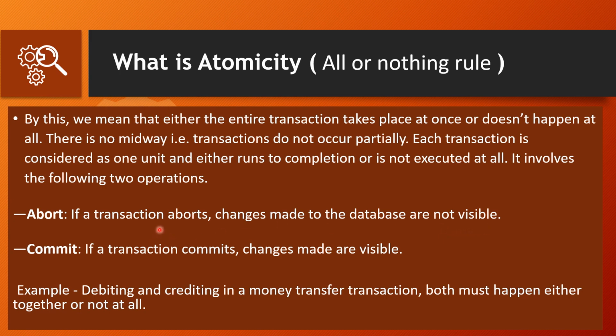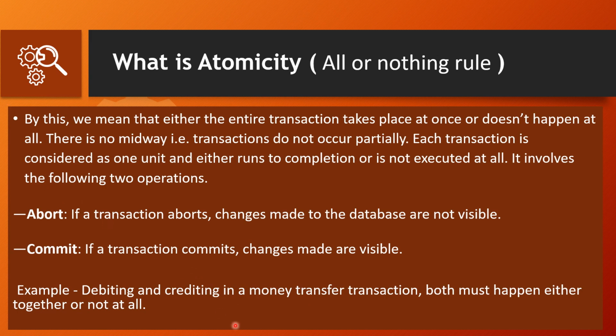You are unable to get money out of your ATM because of XYZ reason. So your database, meaning your account, is not being changed. Or commit: if a transaction commits, it means it is successful and the changes made are visible. You get 1000 rupees, which means your account will get minus 1000.